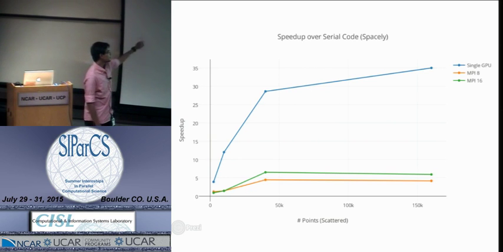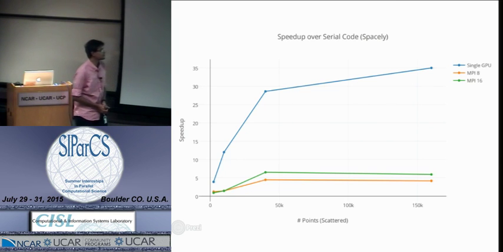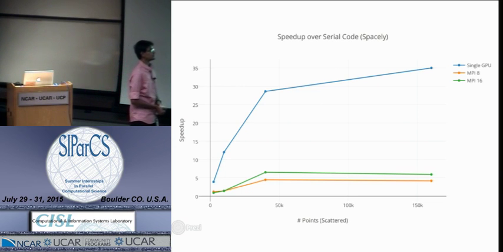This is on the standalone hardware. On the y-axis, we have the speedups, and on the x-axis, we have the number of points. We tested for 4 different problem sizes, starting with 2,500 points, all the way up to 160K. We achieved a max speedup of up to 35x for a problem size of 160K. And for the multi-CPU implementation, we have much smaller speedups as compared to the single GPU.